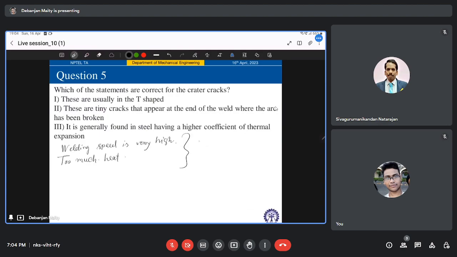So these are the reasons for crater crack formation. Okay. So what I was saying, too much heat. This can happen if whoever is doing the welding doesn't have enough power, or if there are other factors that prevent proper heat transfer, right?